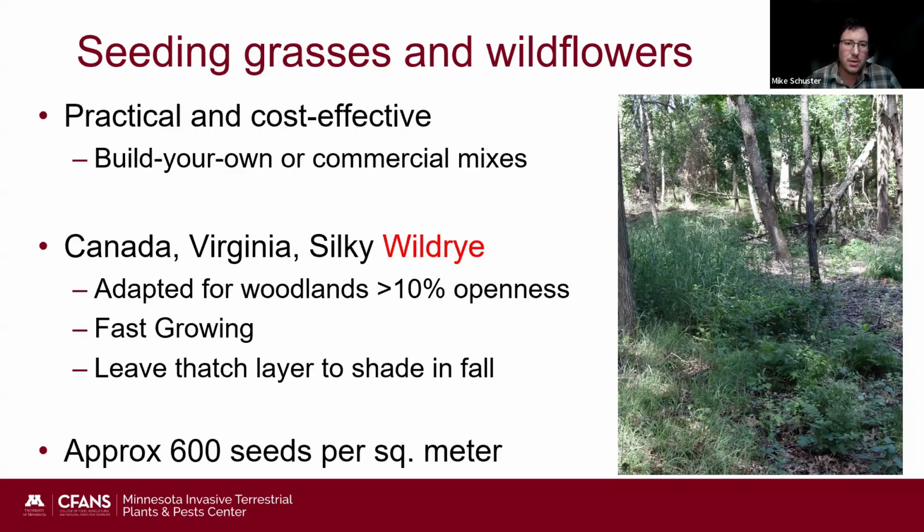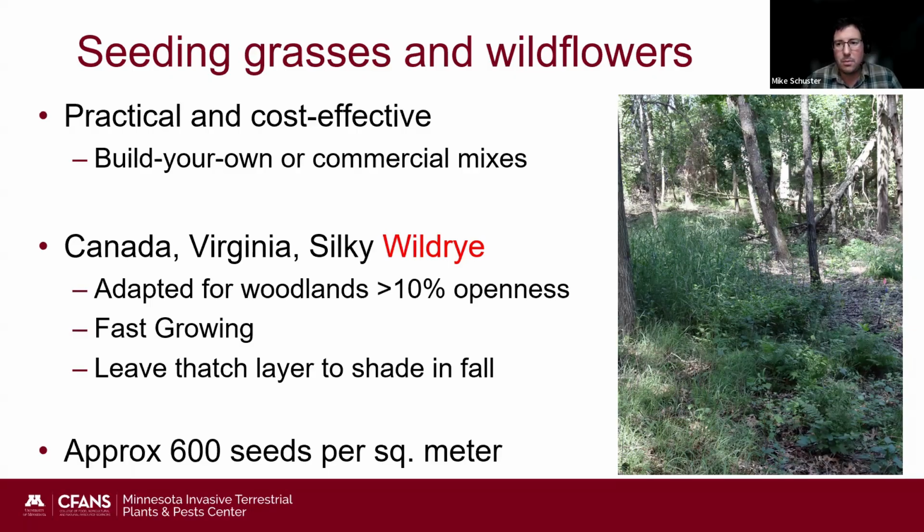Those are all mixes that kind of share a common theme of having a lot of these wild rye species in them. So Canada, Virginia, and silky wild rye are good species to use for this because they're adapted for woodlands that have at least 10% light availability. They're fast growing, they're quickly established, and again, they leave that thatchy layer in the fall that can shade young buckthorn when they're most vulnerable.